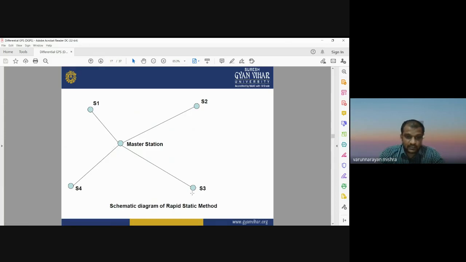Okay, yeah, this is the rapid static method. This is the survey plan, where the master station, the reference station, is there. You can have different positions, S1, S2, S3, S4. You can collect the coordinates at different positions around the master station or around the base station. These are some of the systematic diagrams, or you can say the surveying schemes, in which you can go for the surveying using the rapid static method.